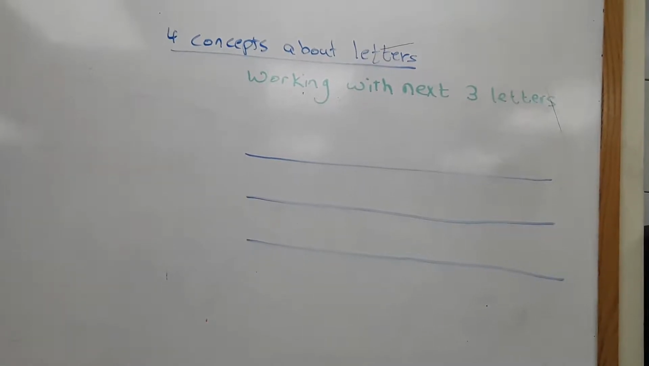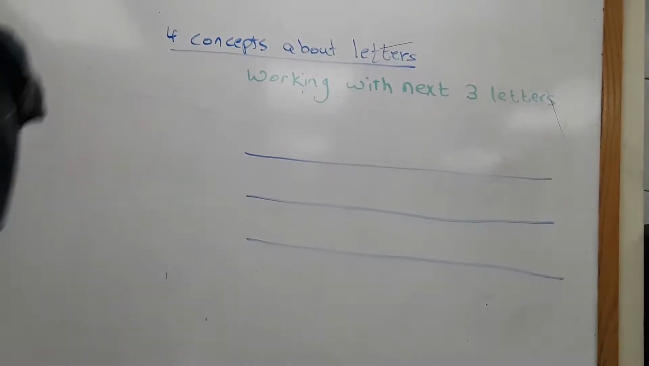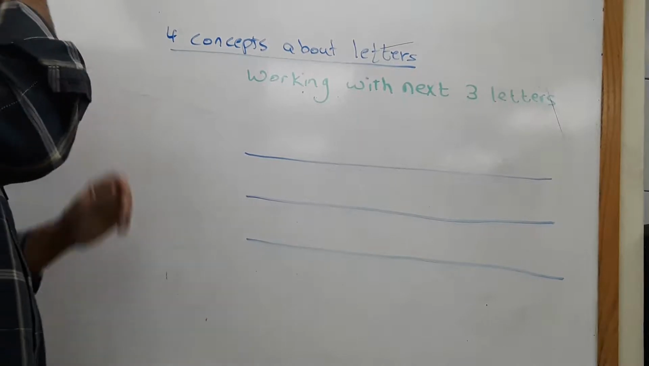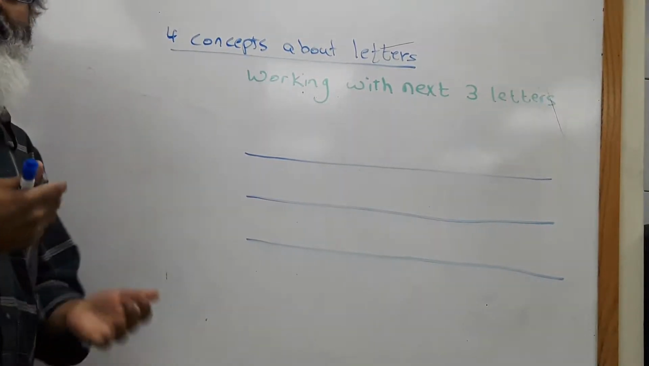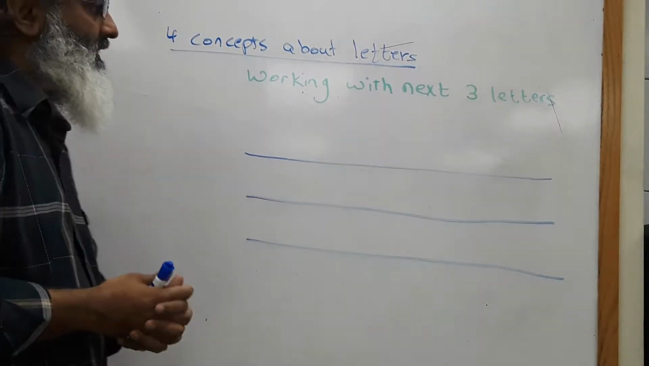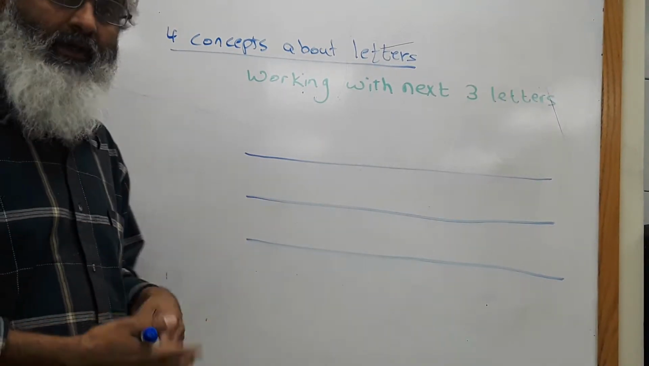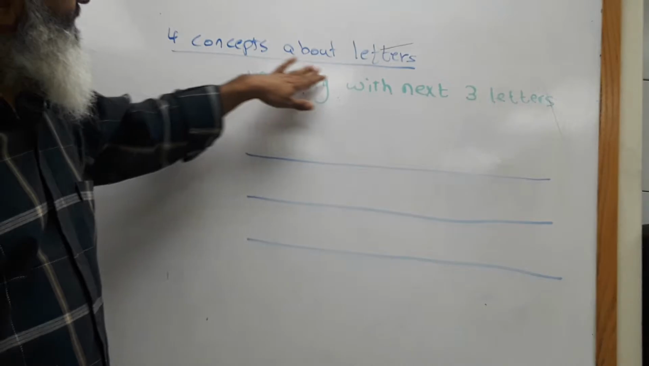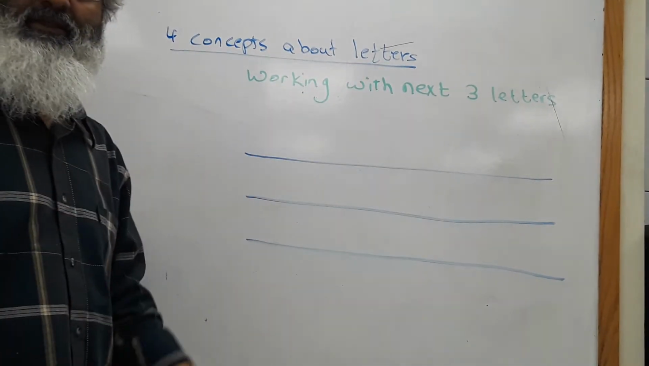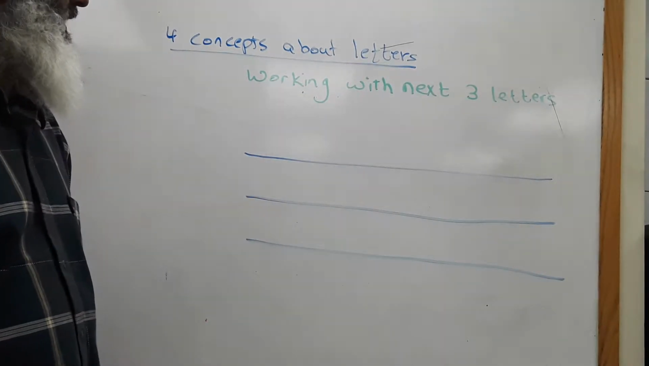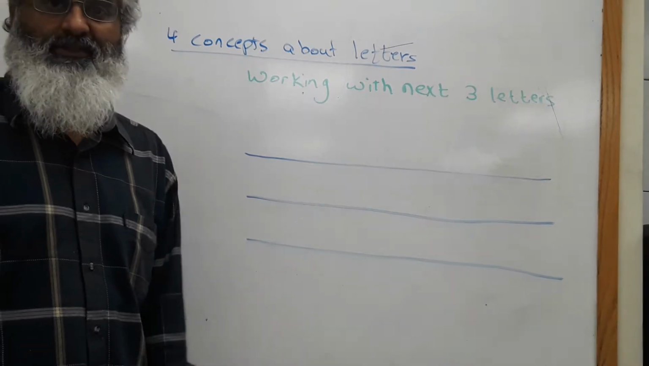By now, you must have finished the first three letters, which we worked on for our Arabic 1 course. The letters Ba, Ta, Tha. And that was your first homework, building on the four concepts which we will work on in this course. And this course is strictly about letters.